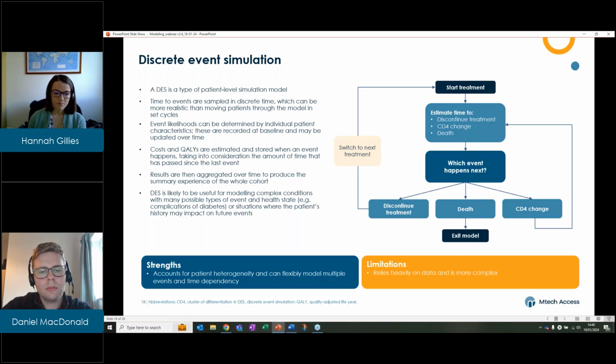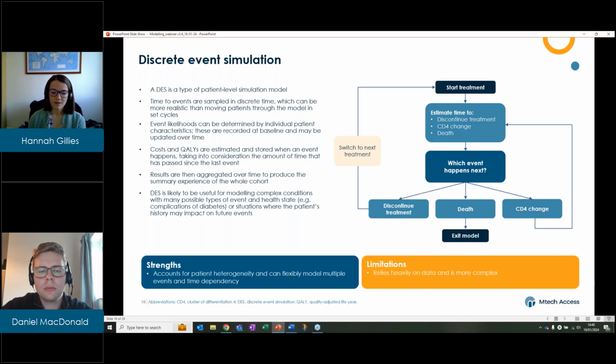So then if the patient dies, they exit the model. If they discontinue, they switch to the next treatment. And this is useful to know, because if you want to model treatment sequences, then a discrete event simulation is a great way to incorporate that flexibility. And then if a CD4 change occurs, then the times are all re-estimated and the process continues until the patient has exited the model.